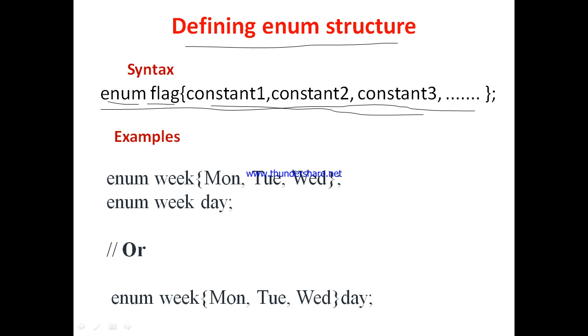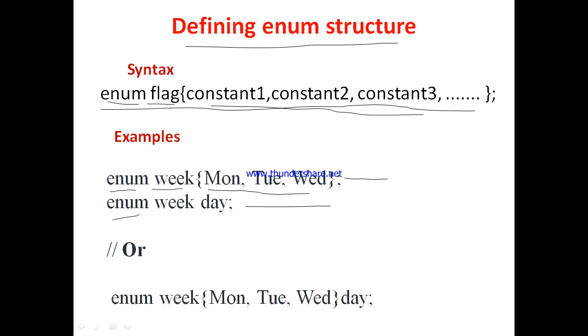Now let us see the example. Here enum is a keyword, week is the enum name or user defined data type name. Then here are three values or three constants: Monday, Tuesday and Wednesday. In this manner we can declare the enum user defined data type, or this is another way.